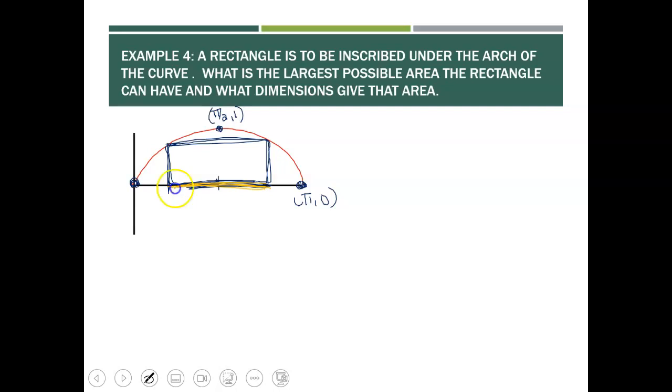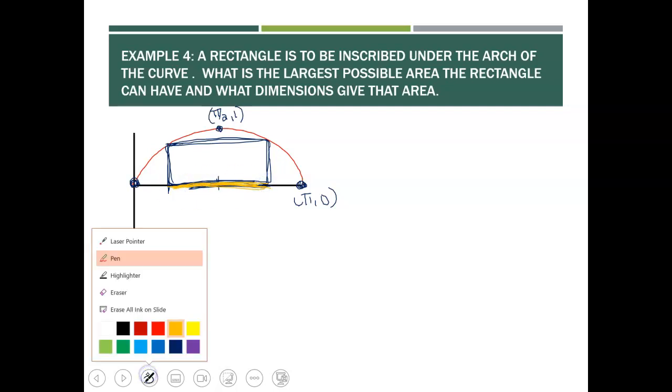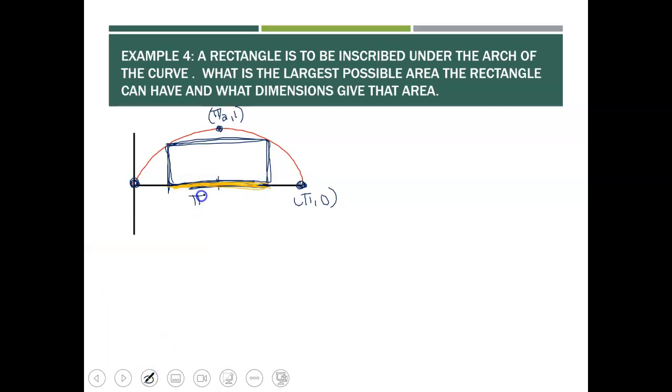So the length of this piece right here is going to be pi minus something. So what's the something that we're subtracting? Well, there's 2 of them, right? So we don't know what they are. We'll just label them as x's. So the length of the rectangle is going to be pi minus 2x. We just don't know what the x is.